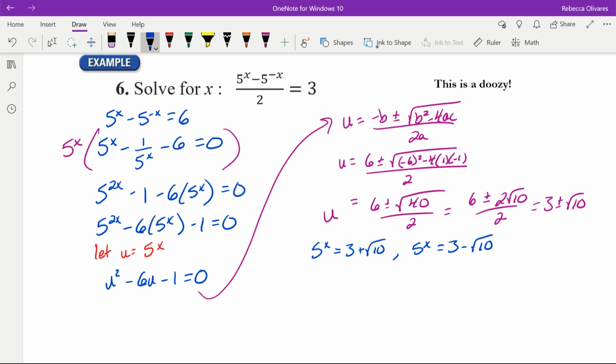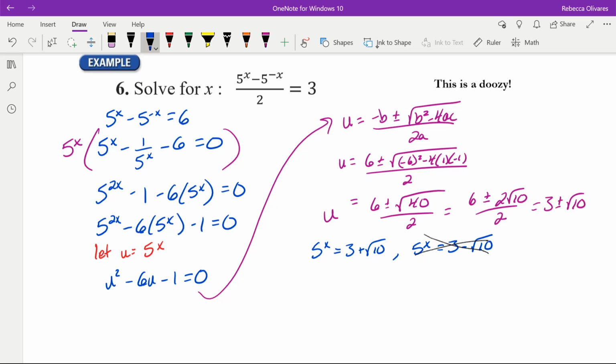Well, we're going to do the same thing that we've done before with exponential expressions. I do want to point out here that if you were to work out whatever 3 minus the square root of 10 is, hopefully you understand that that's going to be a negative value. And 5 raised to the x equals a negative value? What? That's not a thing. So we actually can rule out and throw away that equation because you're not going to get a solution from that. So now we're looking at 5 to the x equals 3 plus the square root of 10. Whatever 3 plus root 10 is going to be a positive value.